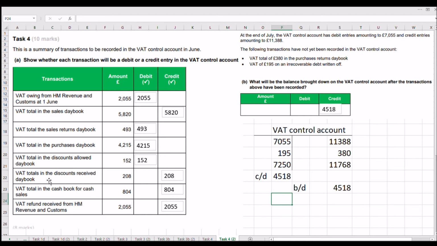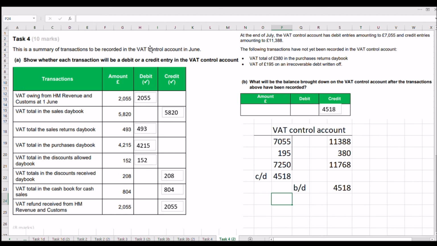And then we've got the VAT on the discounts received on here. So discounts received is an increase in the money available for shareholders to be paid in the future. So credit discounts received, credit VAT, debit trade payables control account. And the VAT in the cash book, so on cash sales, debit bank, credit sales, credit VAT. So it's the VAT on the sale that we received. And then the VAT refund received, so payment in, so debit bank, credit VAT in the control account, so that's credit. So debit, credit, debit, credit.